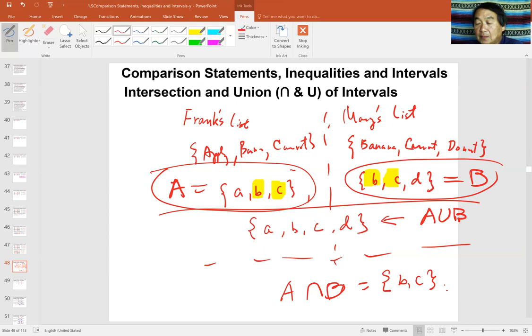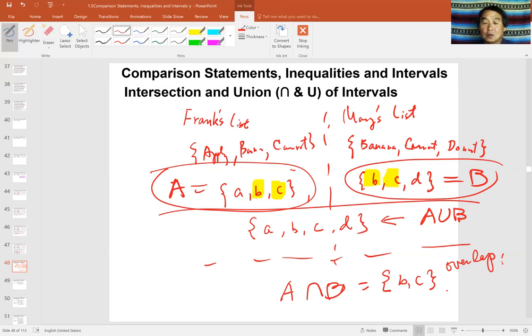The overlap. Okay, so this is what unions and intersections are.